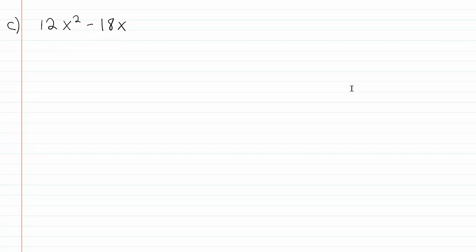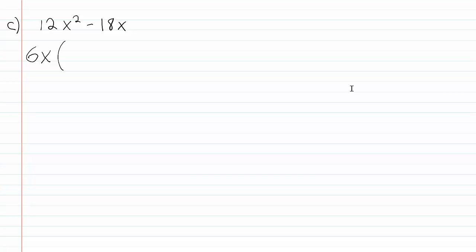Okay, let's look at our last example then. Remember, the first step is always to look for a greatest common factor. Do you see anything that's common to both terms? Well, certainly they both have an x, right? Each term has an x here. They also both have a 6 in common, because 6 will go into 12 evenly, and it'll go into 18 evenly. All right, let's look at what happens when we pull out 6x from both terms.